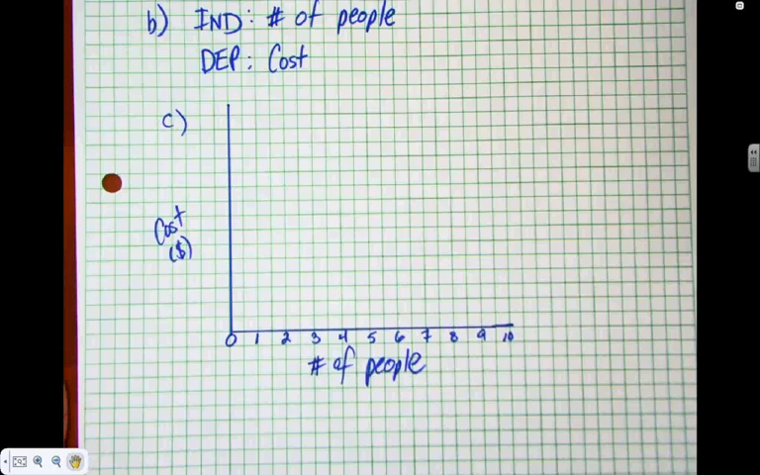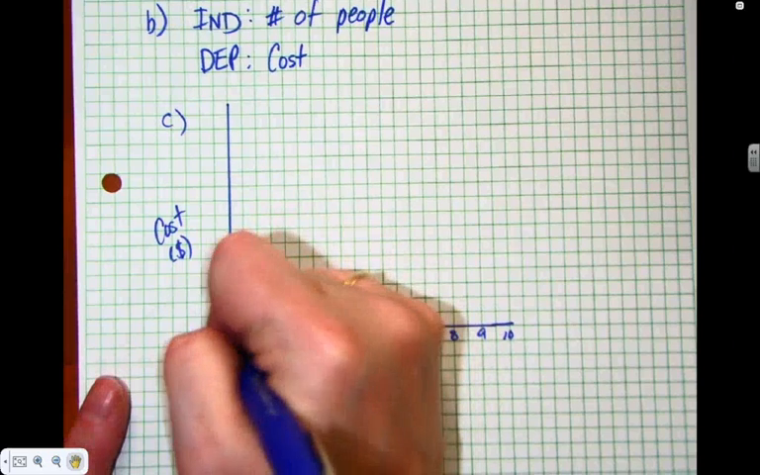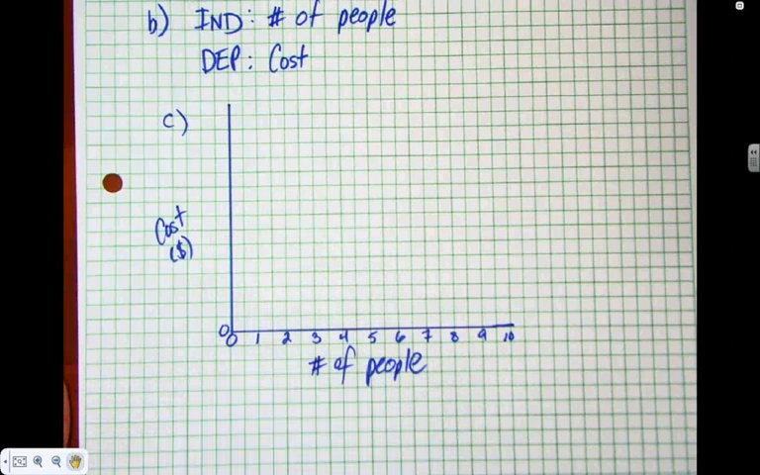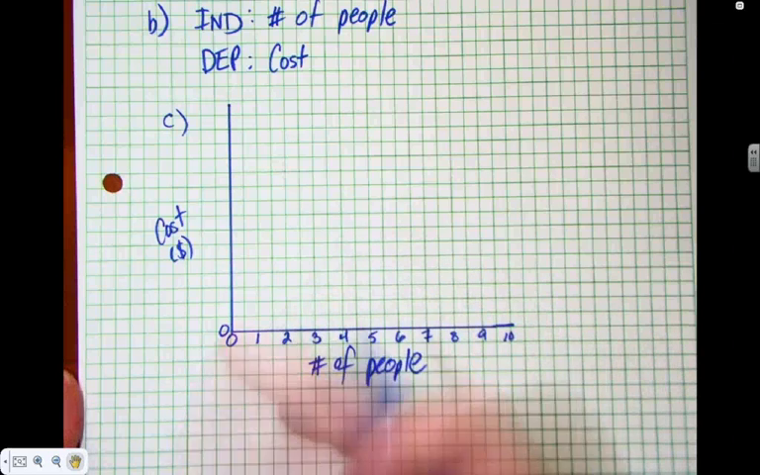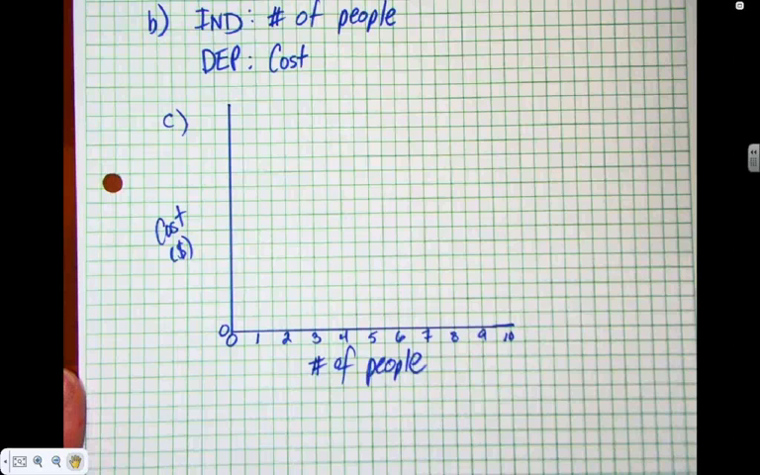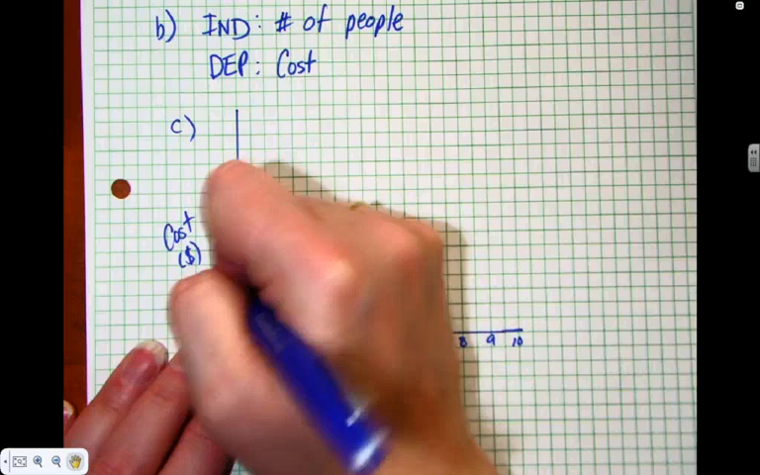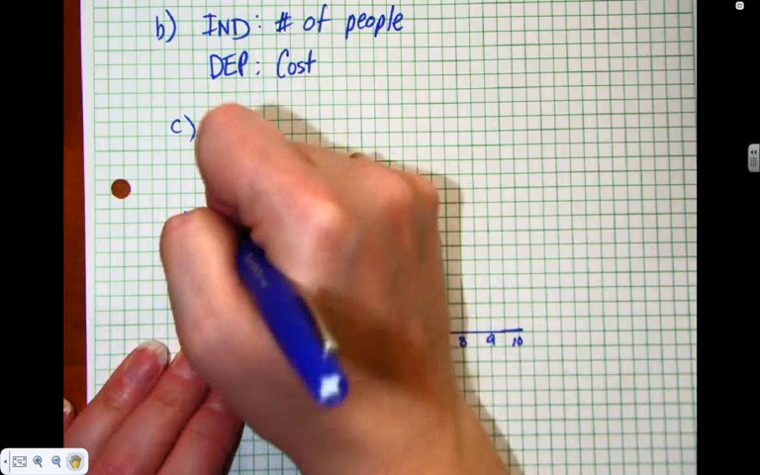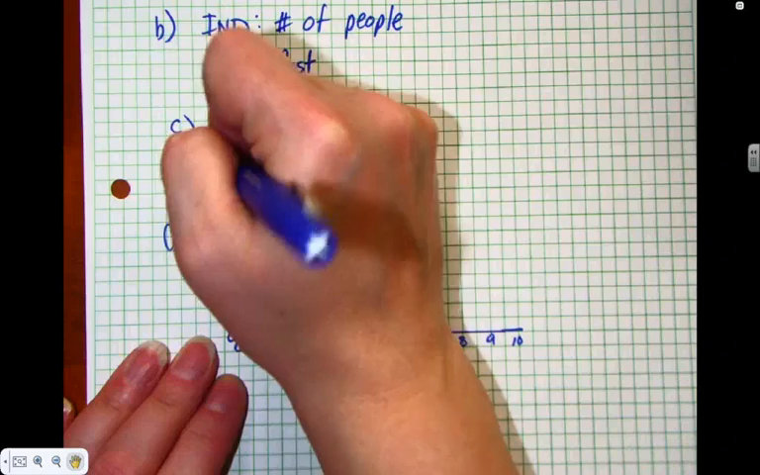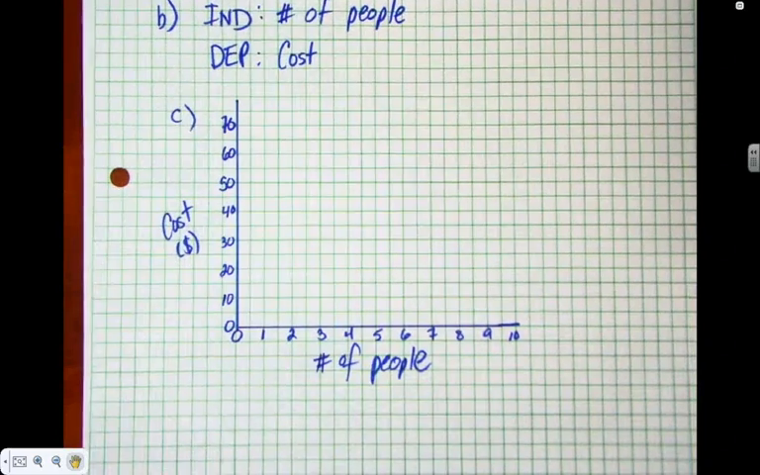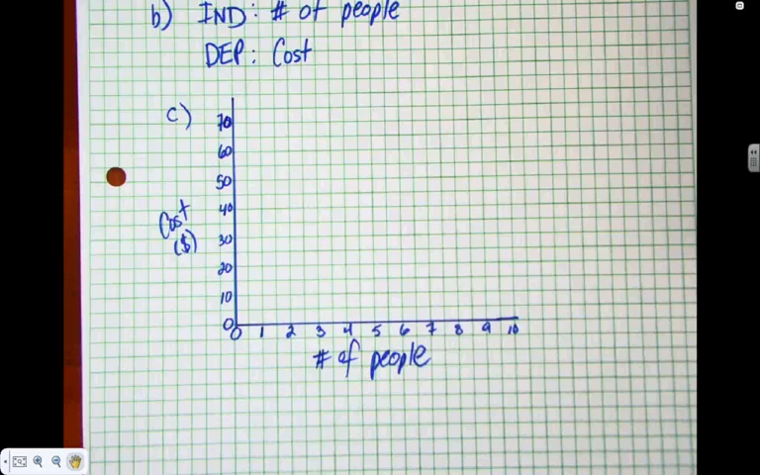What's the minimum amount of money we could pay? 0. Look at the chart, highest amount. Would you like to write every line or skip and write every second line? Skip, okay. There is a properly labeled graph. Each of the axes are labeled. They have their units. They have a scale, and it's nice and neat. Use a ruler, not scraggly.